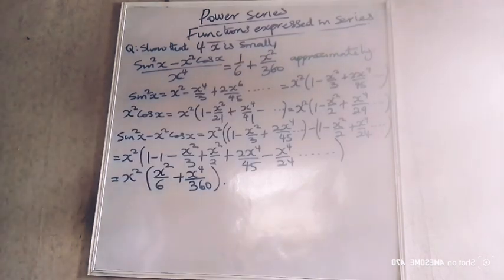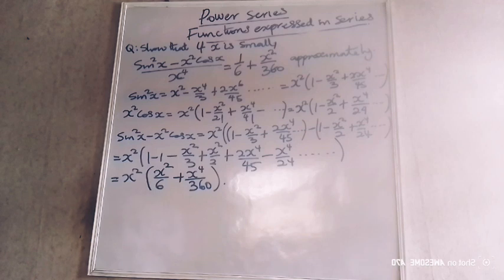Now let's look at the way it's solved. We first of all enumerate sin squared x. The series for sin squared x is x squared minus x raised to the power 4 over 3 plus 2x raised to the power 6 over 45, and continues like that. Then it's factorized at the end. So we have x squared into 1 minus x squared over 3 plus 2x raised to the power 4 over 45, and continues.